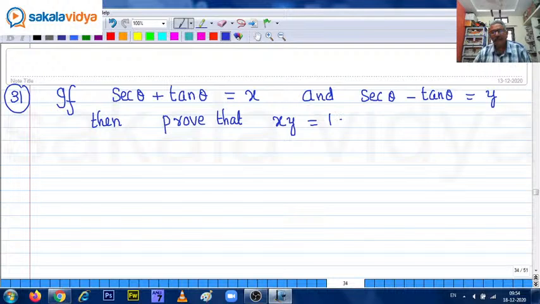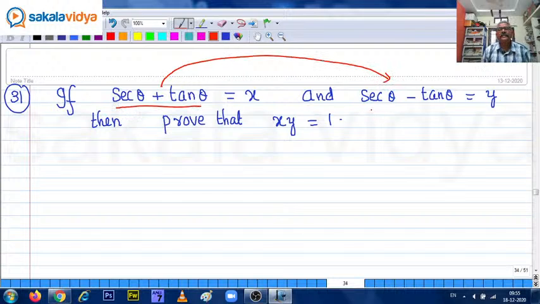It's very simple. Just multiply these two, x into y. Sec theta plus tan theta into sec theta minus tan theta. You get secant square theta minus tan square theta. That is 1. That's all. Very simple method. Only one step. Just multiply these two values, sec theta plus tan theta and sec theta minus tan theta. That is xy. So a plus b into a minus b formula, a square minus b square, so that you will get the answer.